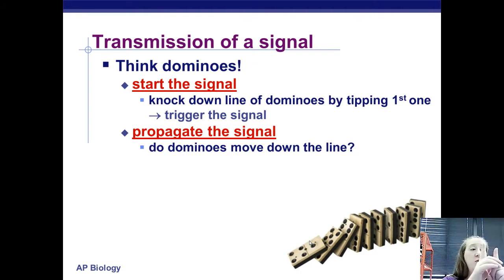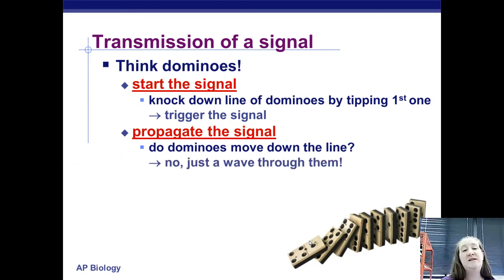Does the first one start here and then end up at the very, very end? No. The dominoes themselves do not move. But by the force of one falling and then bumping over the next, and bumping over the next, the signal moves down like a wave through them.